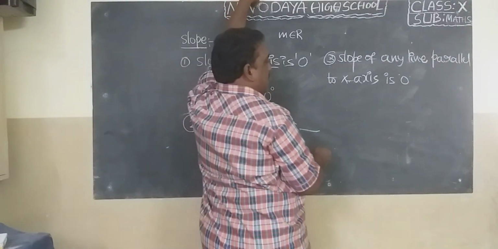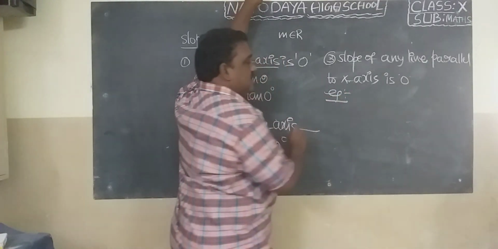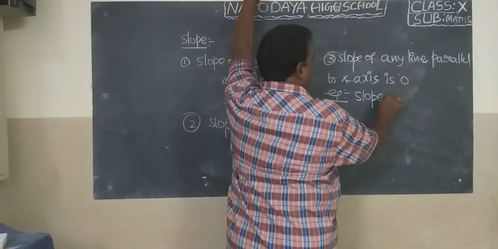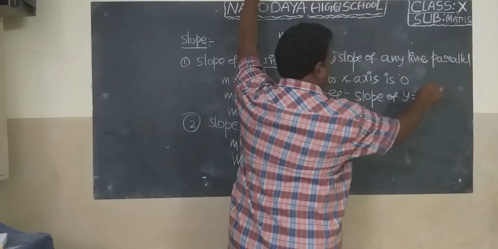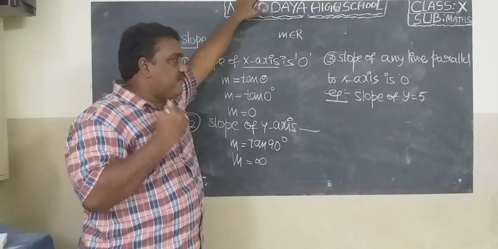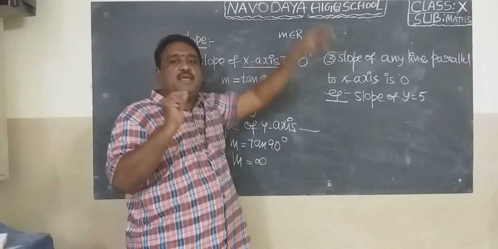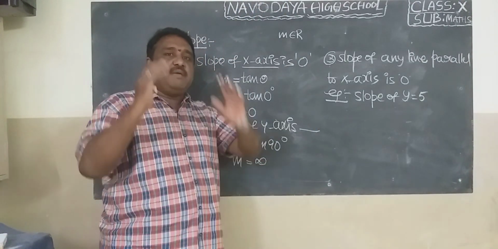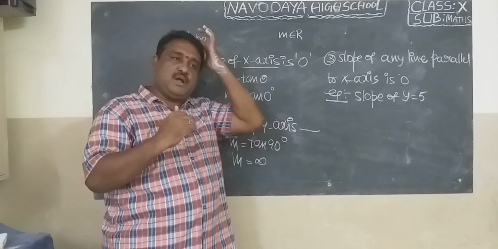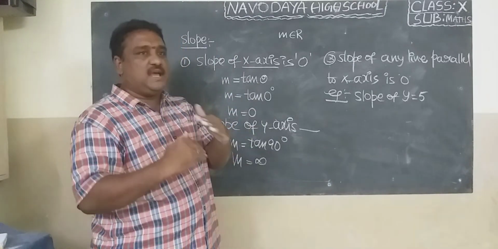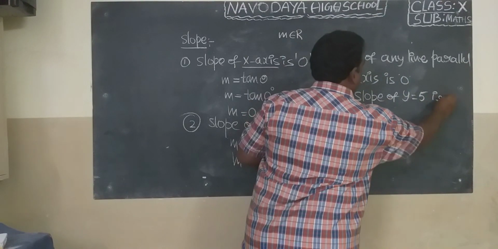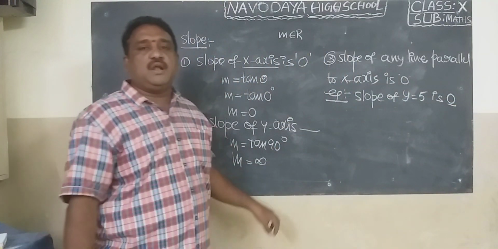What are the lines parallel to the x-axis? y equal to any number. Slope of y equal to any number, whatever it may be. y equal to 5, I took one example. Slope of y equal to 5 is, imagine y equal to 5. It is a line parallel to the x-axis. So, slope of any line parallel to the x-axis is 0. Slope of y equal to 5 is 0.